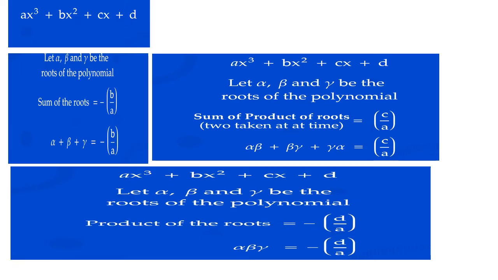The relation between the zeros and coefficients of a cubic polynomial, once again: alpha plus beta plus gamma is equal to minus b by a. Alpha into beta plus beta into gamma plus gamma into alpha, these are all the zeros, is equal to c by a, the x coefficient by a, the x cube coefficient. Now the product of the zeros, alpha into beta into gamma, is equal to minus d by a. d is the constant term, and a is the x cube coefficient.